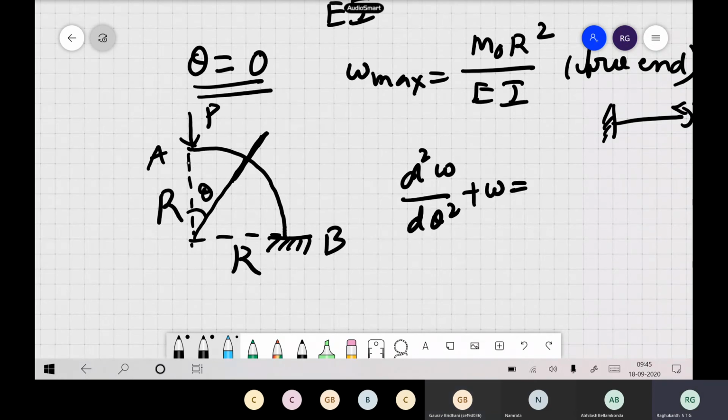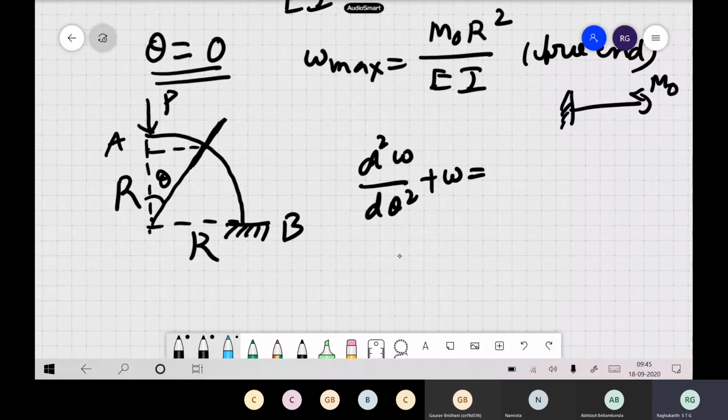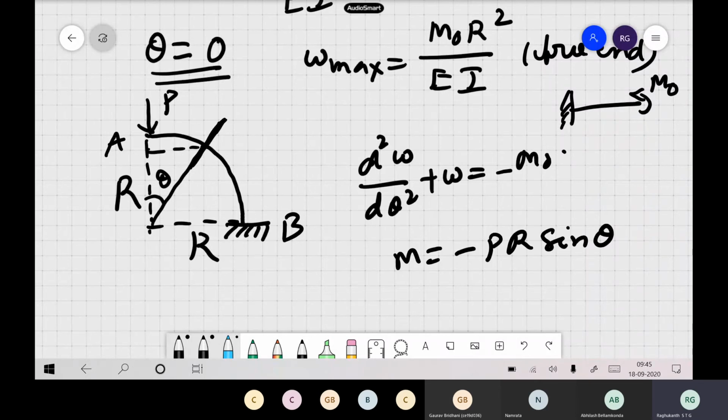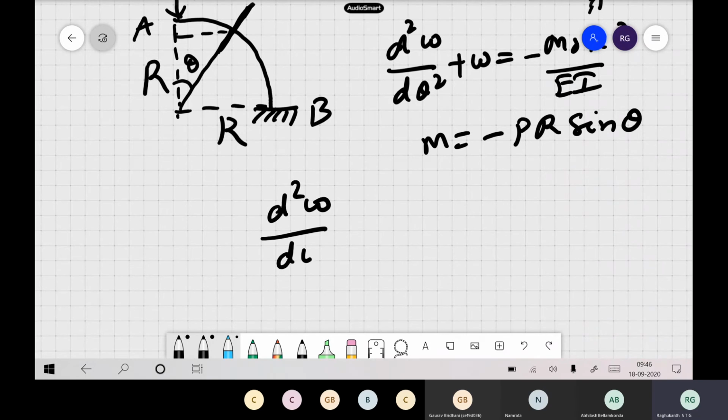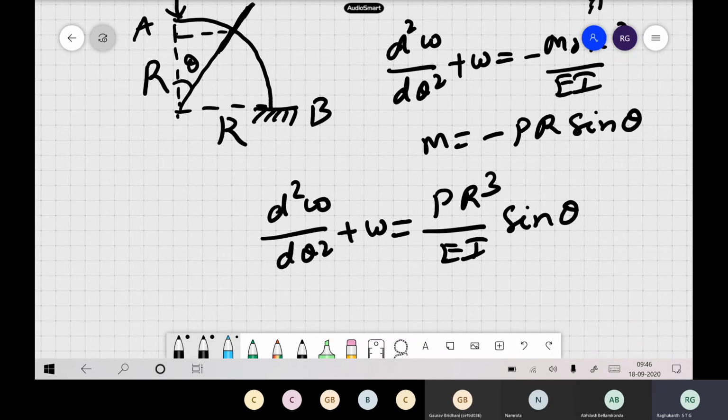R sine theta. You followed it. If you try to find this distance, the bending moment M is P times R sine theta. If you substitute in this equation, this becomes minus M naught R square by EI. So on the right hand side, your equation will be d square W by d theta square plus W is equal to PR cube by EI sine theta. So this is our equation.